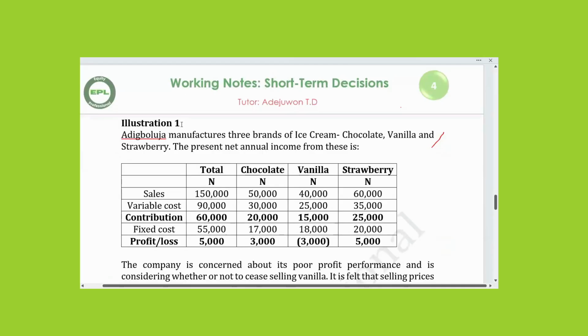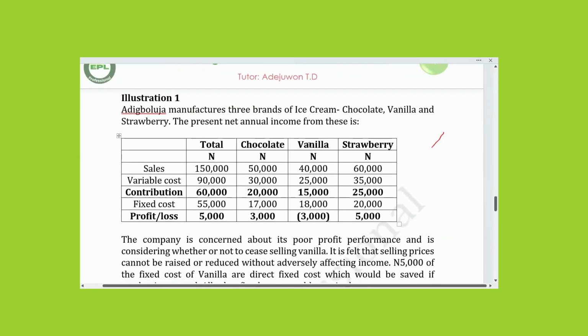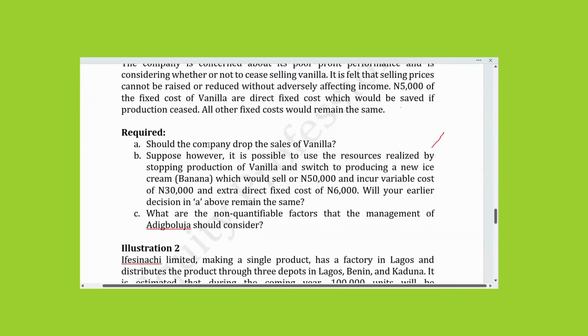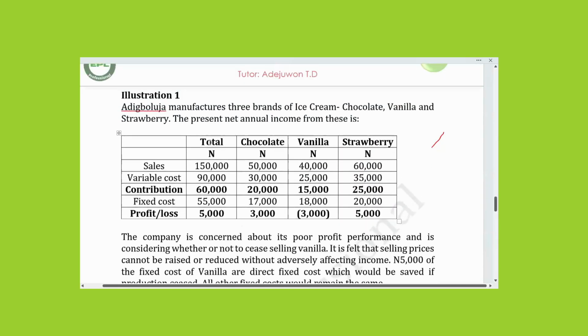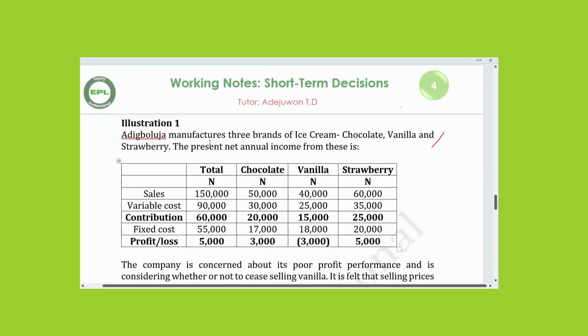Illustration number one is Adigboluja. So I need you to open your material at your end so that we can follow through together. All right. So as a way of updating you, it's been a while that ICAN tested a question on deleting of a segment. We don't know what is coming. It's part of your syllabus, but it's not just about the exam you want to write. Even in practice, these are the things you can advise and recommend to management on. Okay? So let's have this illustration.